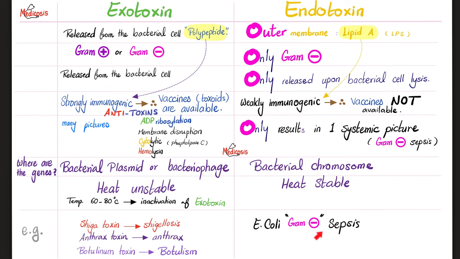You can say E. coli, causing gram-negative sepsis. You can say meningococci, causing meningococcemia. Remember to integrate this with Waterhouse-Friderichsen syndrome, which is an acute Addisonian crisis, when your adrenal gland leaves the chat.